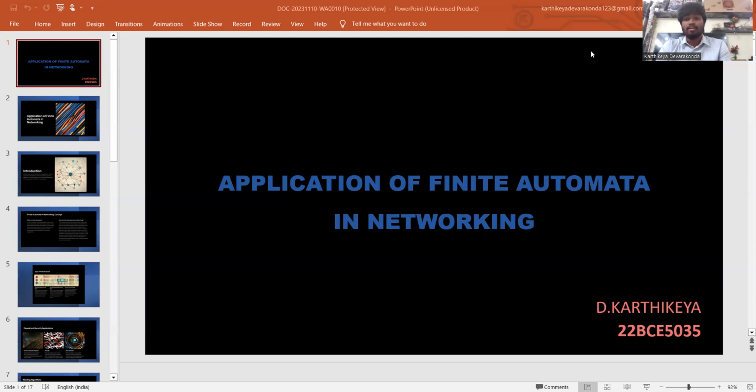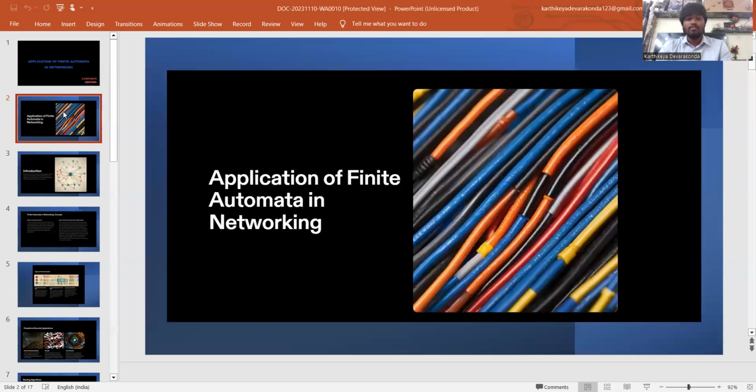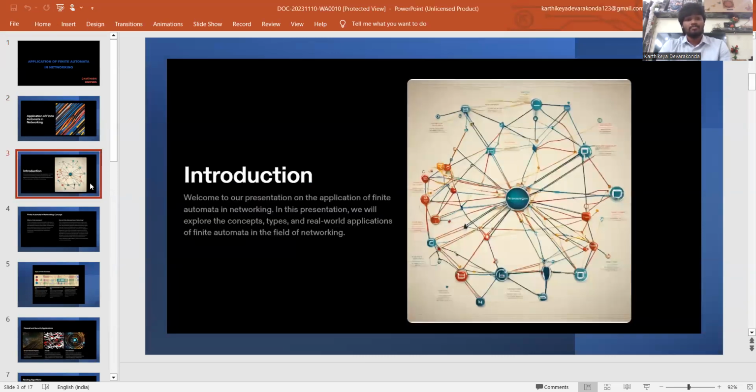Today my topic is application of finite automata in networking. Now we will discuss about the application of finite automata in networking. Introduction. Welcome to our presentation on the application of finite automata in networking. In this presentation, we will explore the concepts, types, and real-world applications of finite automata in the field of networking. We can see the image.